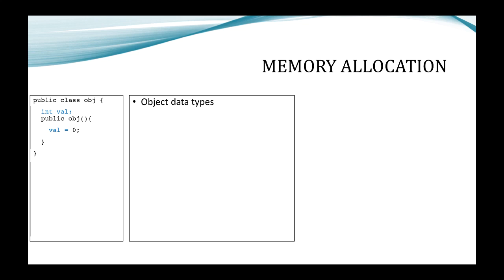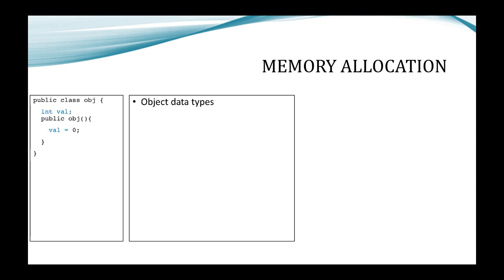Moving on to object data types. For reference, I would like to go through the little bit of code written on the left side of the screen. So we have a very simple Java class, public class obj, which has only one field, integer value. We define the default constructor public obj, in which we're initializing the value val equals 0.